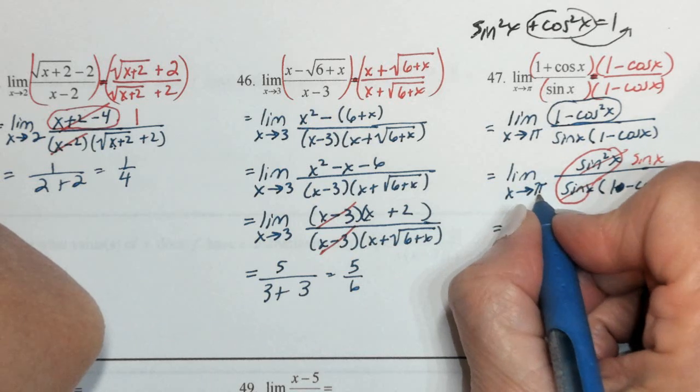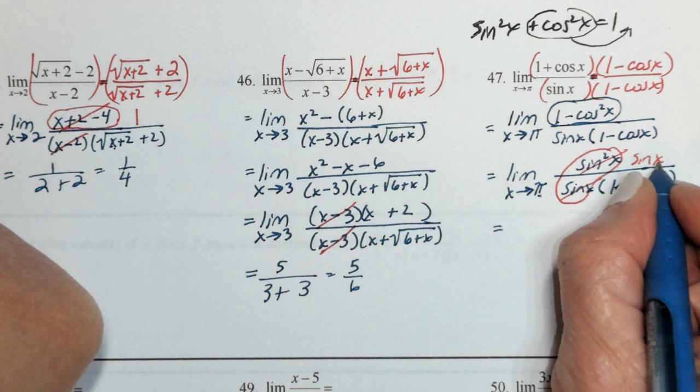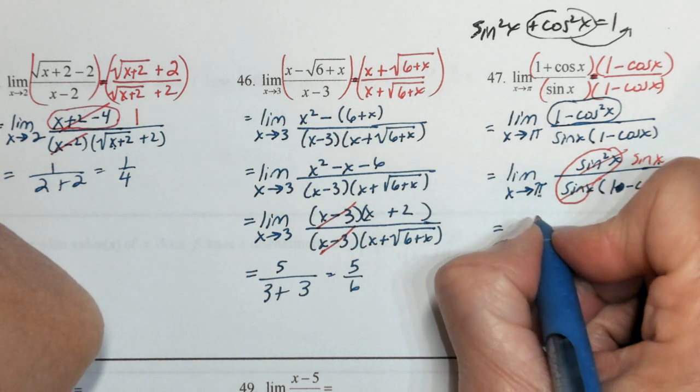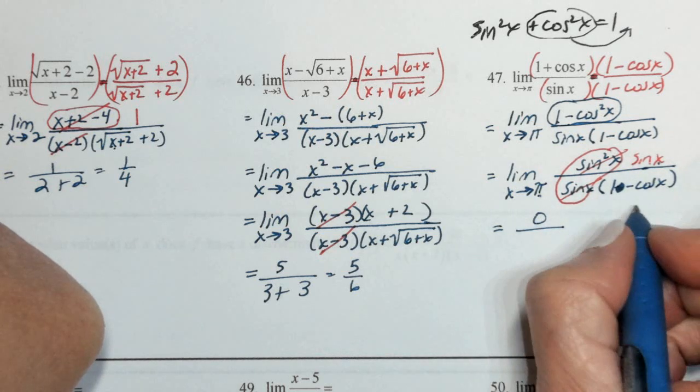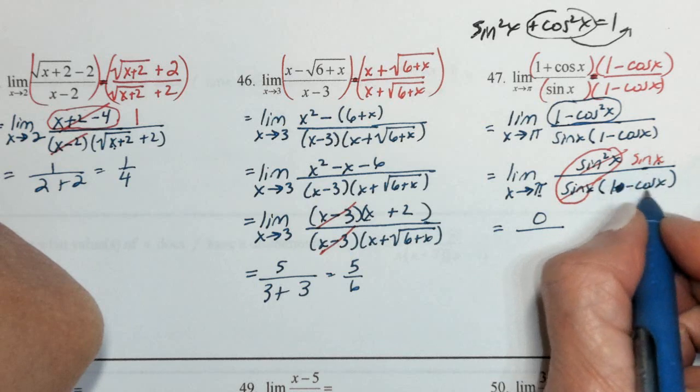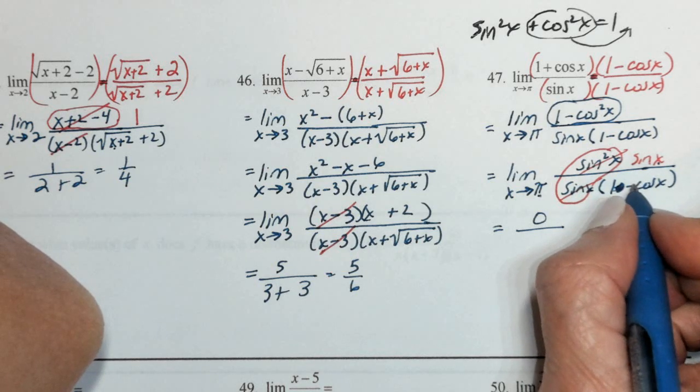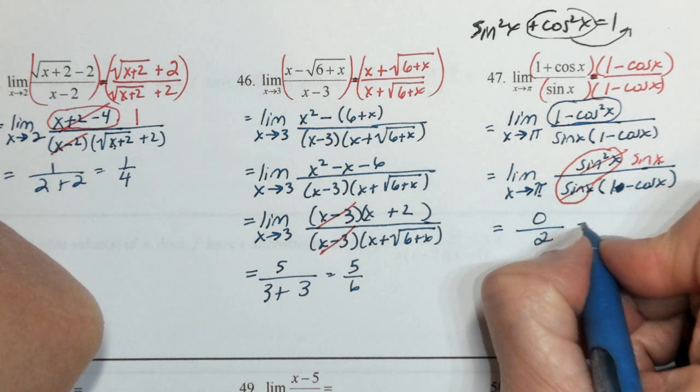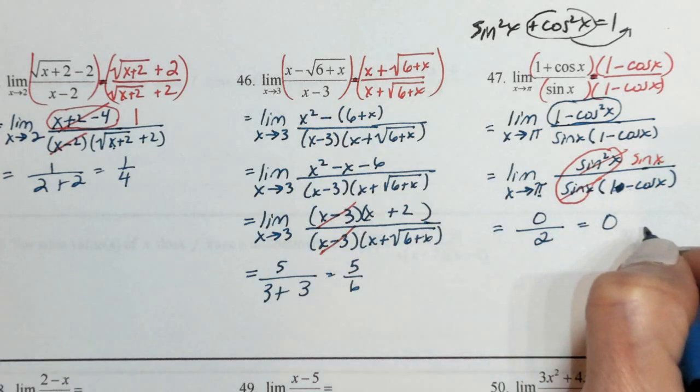So now I'm putting a pi in to all the remaining x's. Sine of pi is 0. Now on the bottom we have 1 minus cosine of pi, which is negative 1. 1 minus a negative 1 is 2. This is 0. Okay.